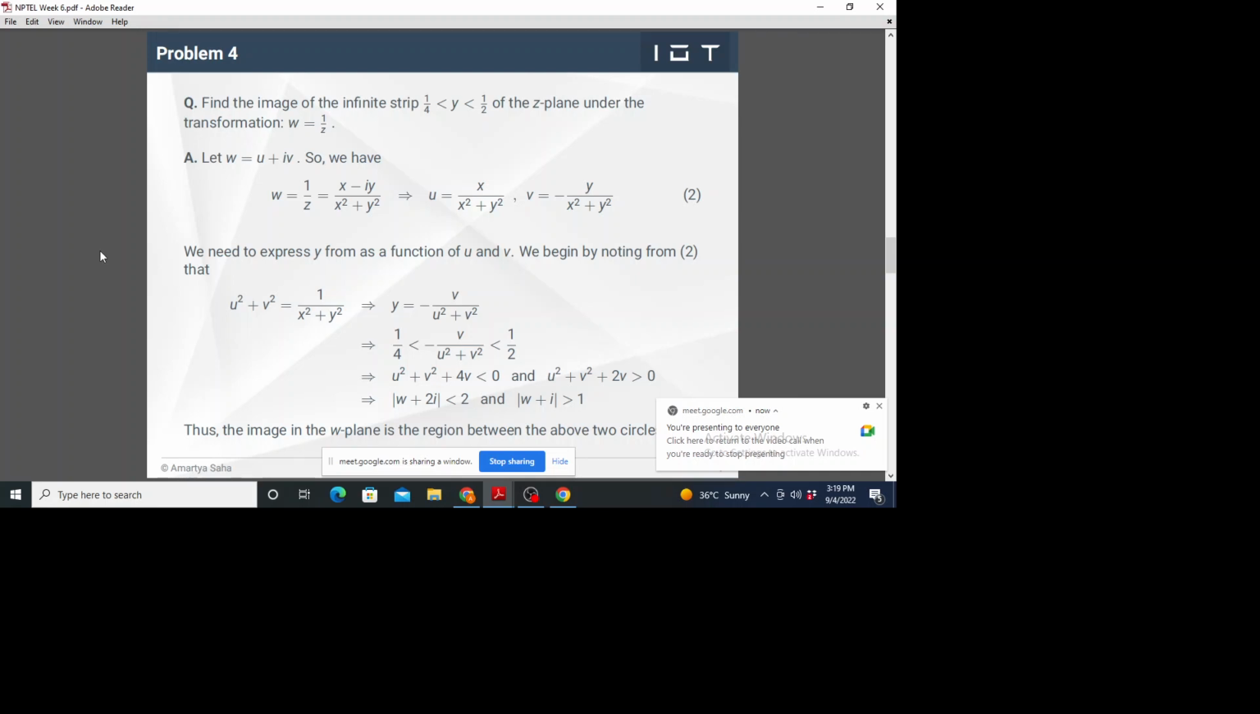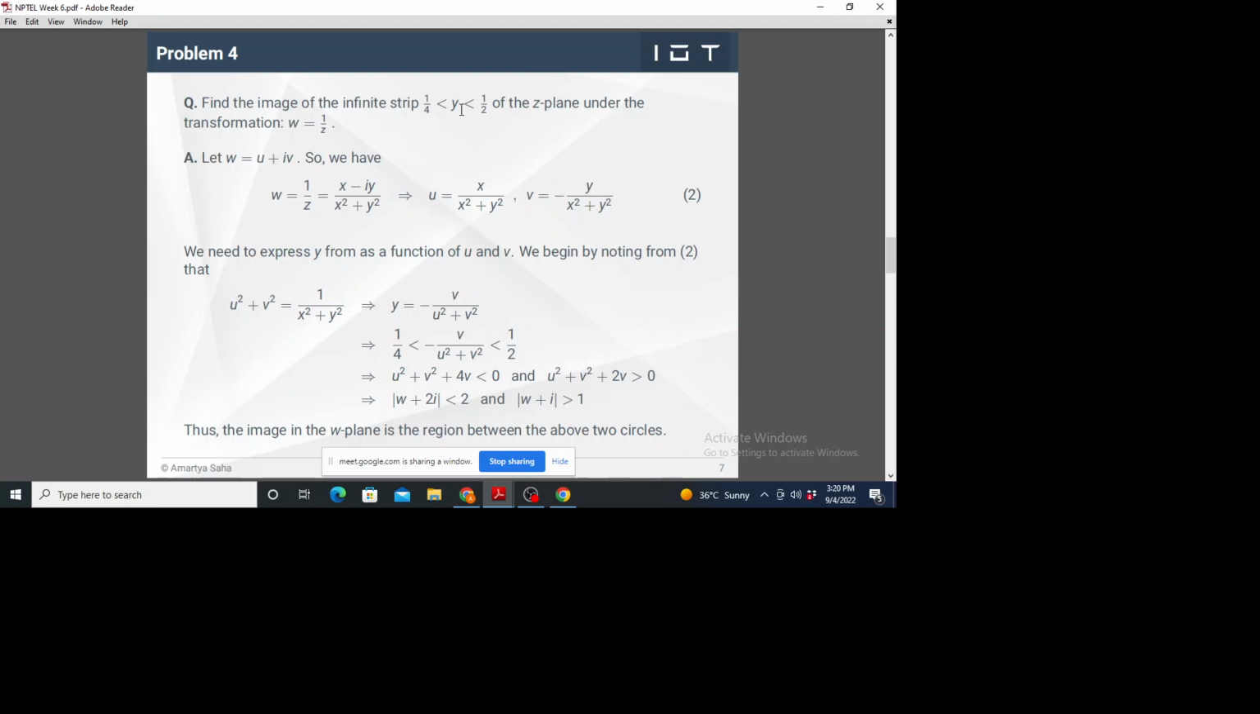So again, a similar kind of statement. We are given an infinite strip in the z plane: y less than half and greater than 1 by 4. This is the strip, this is the rectangular infinite strip. So y is bounded, but of course x is unbounded. x runs from minus infinity to plus infinity, so that is why it is an infinite rectangle.